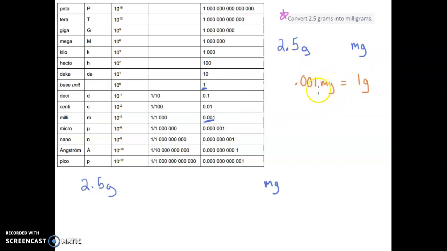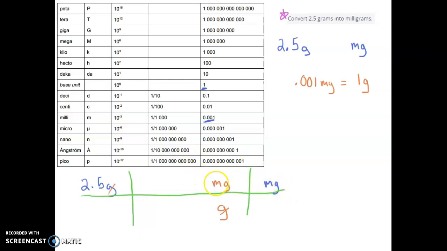And the way we want to use these conversion factors is we want to look at it like so. We have 2.5 grams. We need to end up with milligrams, and we need to multiply by something in order to get rid of the grams and end up with milligrams. So we need to have a gram down here, so that these g's will cancel out, and we need to have a milligram up here. That way we'll be left with milligrams.